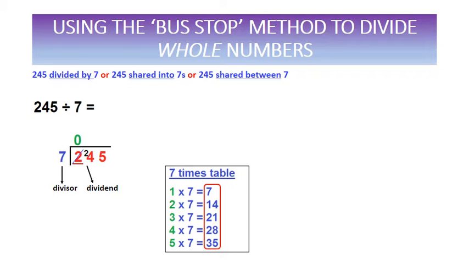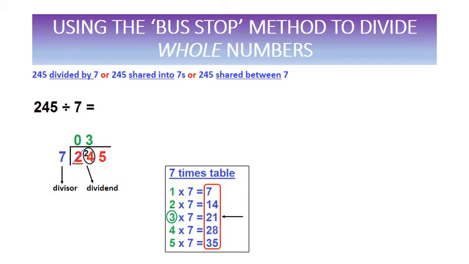We then read that number as 24. Now we look down our times table. Can we make 24? No, we can't. So what we do is we look for how close can we get to that number without going over it. Well, we can get to 21, and 3 lots of 7 make 21. So I'm going to take that 3. I write it above the 24 on the bus stop.